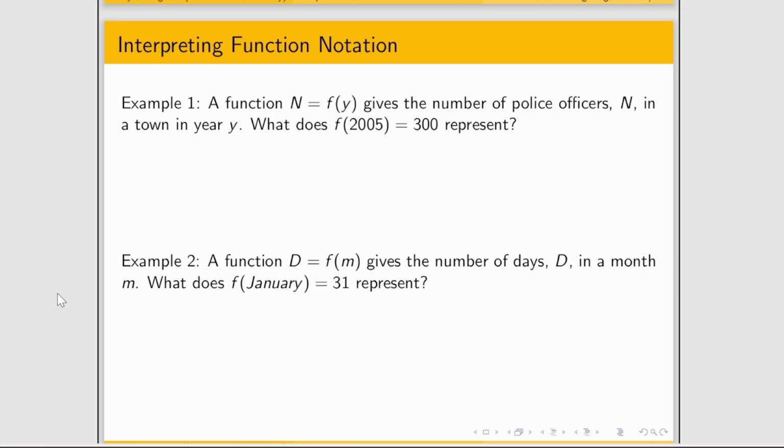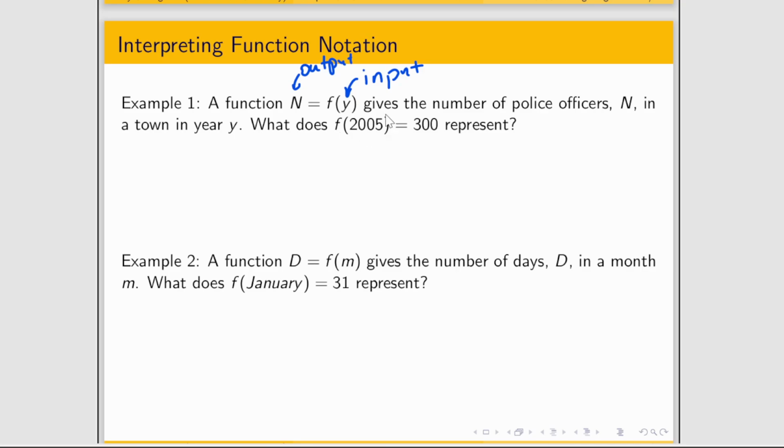Let's go into interpreting this function notation a little bit more. So theoretically, even though most professors will not be so cruel, I could flip-flop where I put the x and y, and in terms of the notation, it matters just where it is. So this y here is still considered an input thanks to its function notation that I have f of y. So a function n, which is my output, n equals f of y, gives the number of police officers n in a town in a year y.